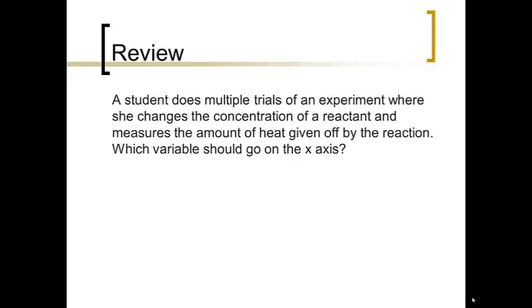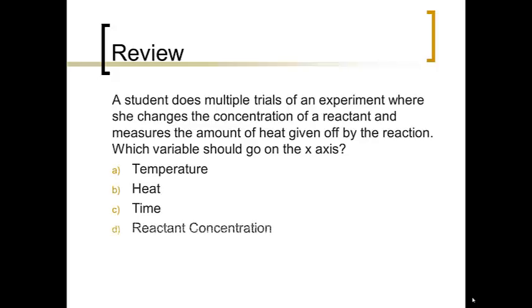So here's your review question. Okay, suppose a student does an experiment with multiple trials, and she changes the concentration of a reactant and measures the amount of heat that's given off by the reaction. Okay, so she collects her data. Which variable should go on the x-axis? Is it temperature, heat, time, reactant concentration, or the trial number?